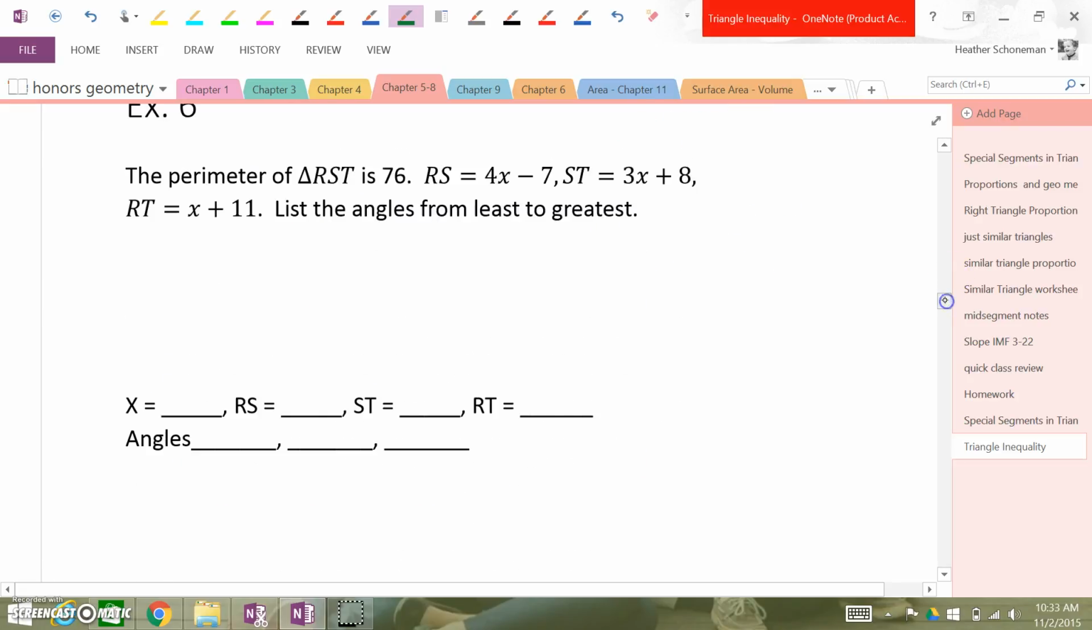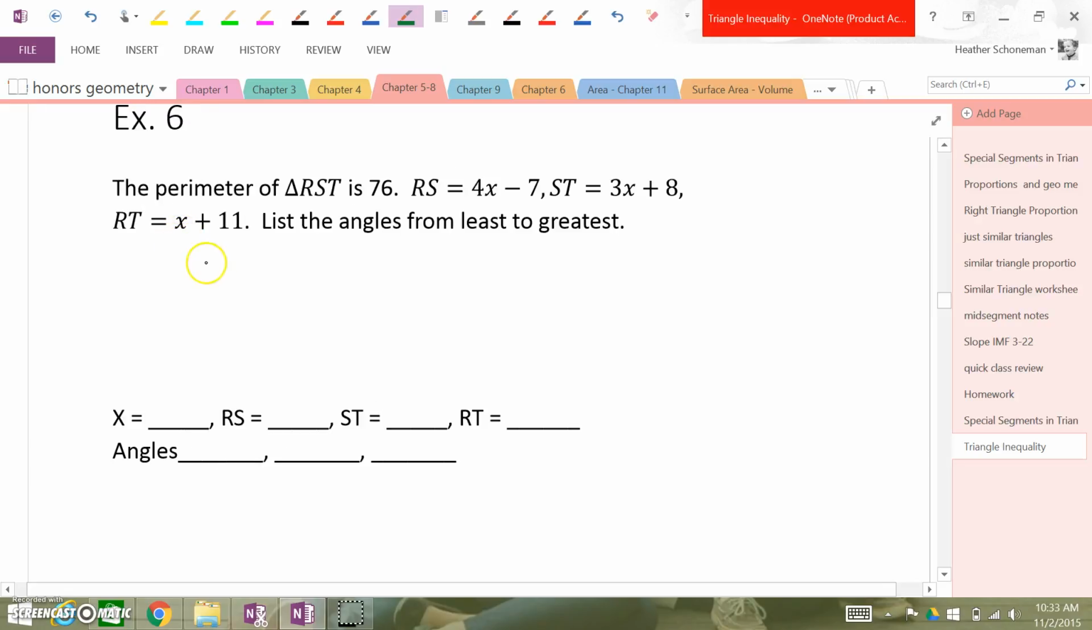Alright, this problem. Now they gave us information about the sides, and we want to list the angles from least to greatest. Well, the angles add to 180, but the sides add to a different number each time, and that number that all the sides add to is the perimeter. So in this case, all the sides add to 76. So we're going to say 4x minus 7 plus 3x plus 8 plus x plus 11 equals 76. Combining like terms, that's 8x. 1 plus 11 would be 12, equals 76.